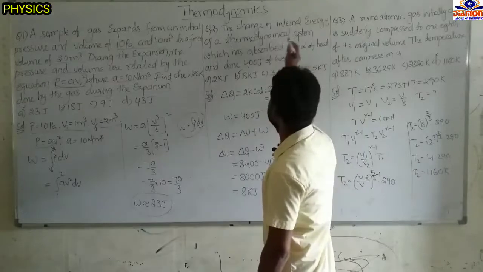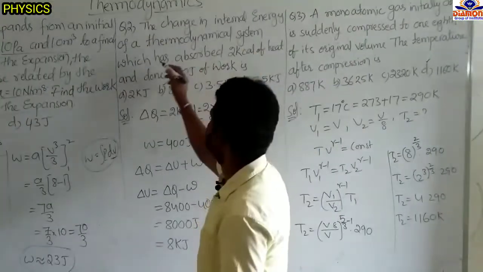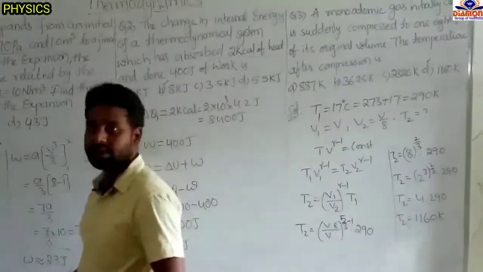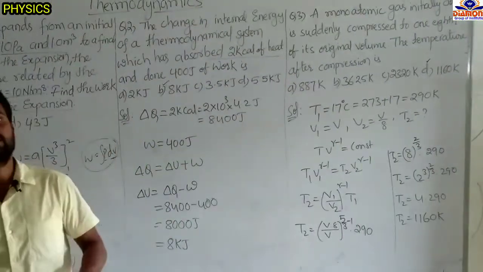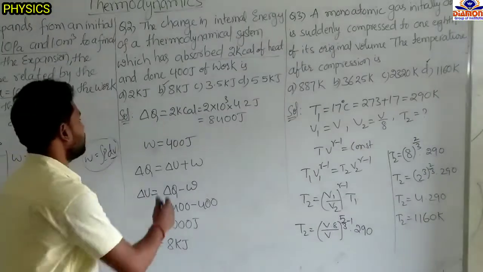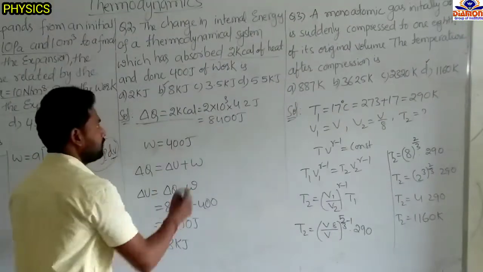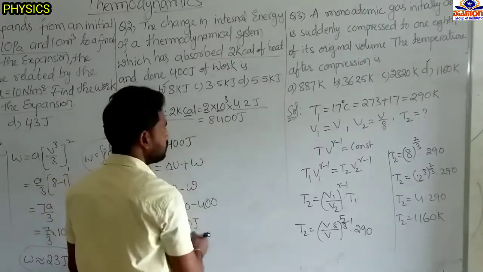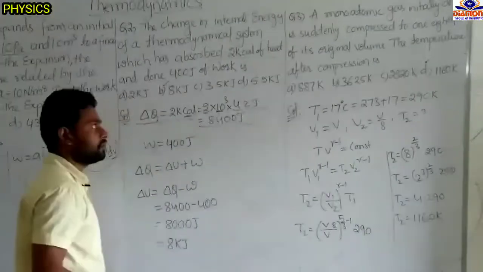Next, the second question. The change in internal energy of a thermodynamical system which has absorbed 2 kilocalorie of heat. If it absorbs heat, heat is positive. If it releases heat, it is negative. We have to take the sign convention. So it absorbs 2 kilocalories, 2 into kilo means 10 power 3. 1 calorie equals 4.2 joules. Then we will get 8400 joules.